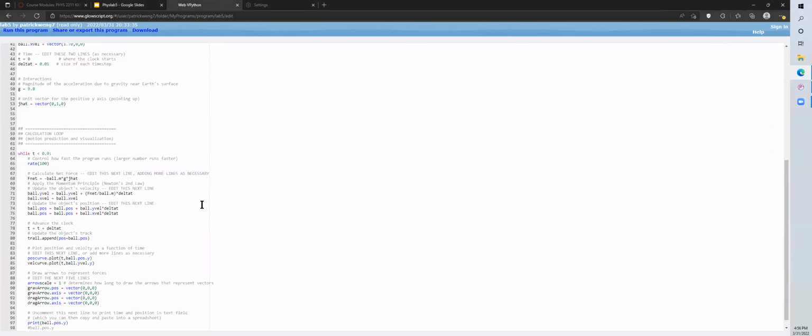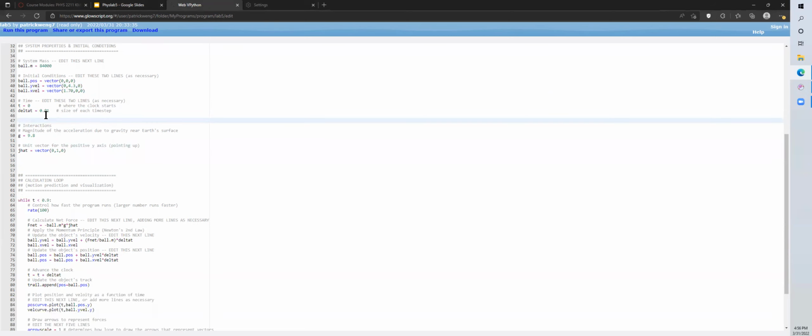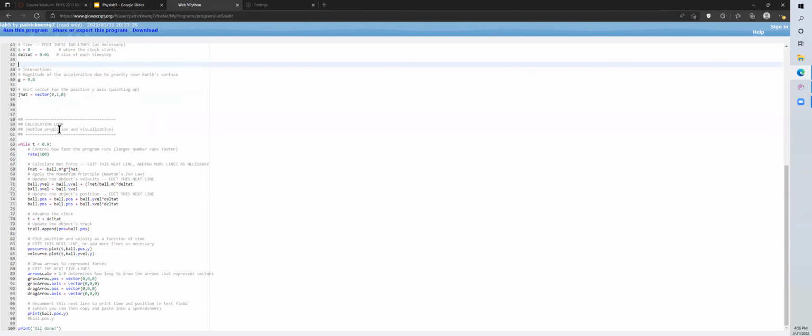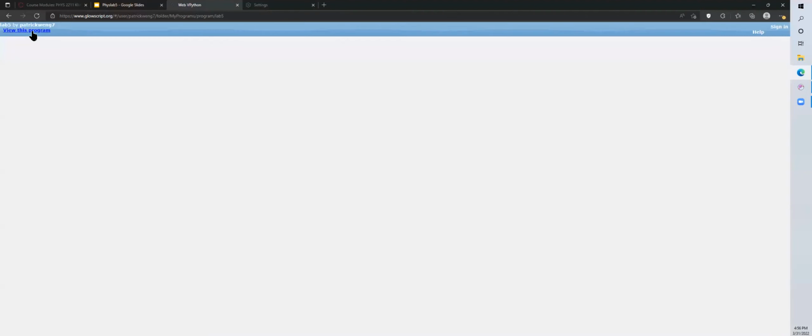So we can clearly see in the GlowScript code, we have our initial Y velocity and our initial X velocity as determined before, as I showed on the previous slide. And our delta t time step will just be 0.01 seconds. And as you can see, we're going up to 0.9 seconds. So let's run the program.